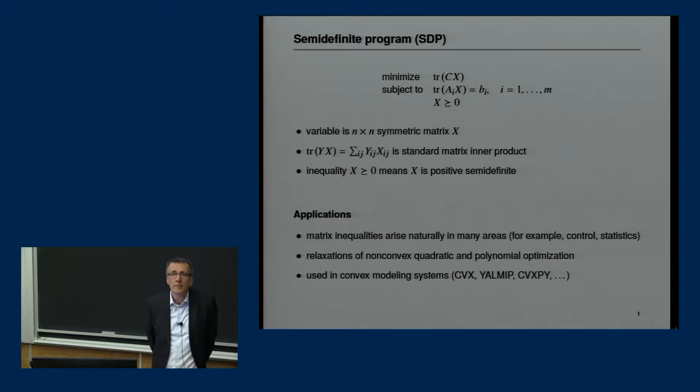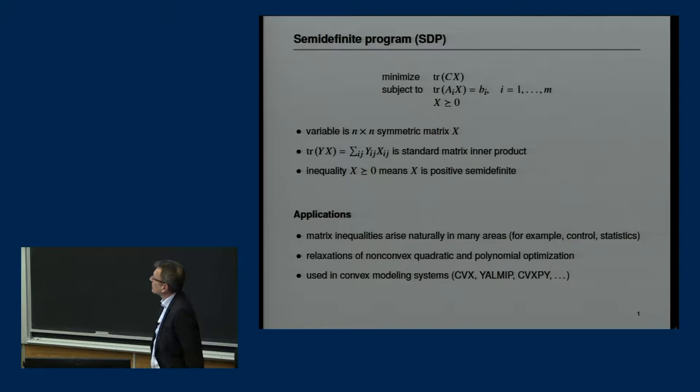For example, in control, they were studied because if you try to compute a quadratic Lyapunov function, that's defined by a positive semi-definite matrix. In machine learning and data science, the common examples are covariance matrices, if you want to estimate a covariance matrix subject to constraints, and moment matrices, for example, a Gram matrix in a Euclidean distance matrix problem. Those are all types of applications that naturally lead to semi-definite constraints.